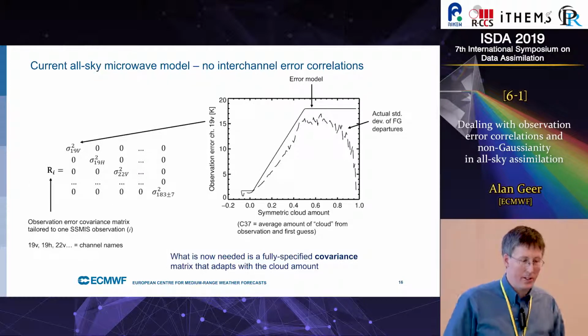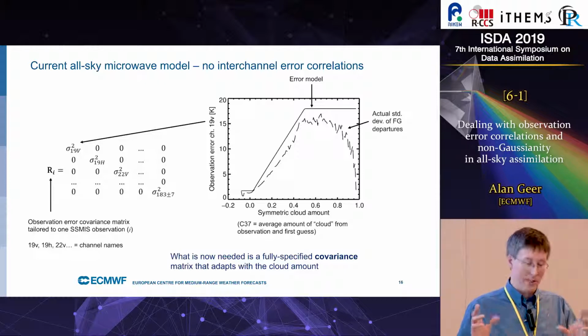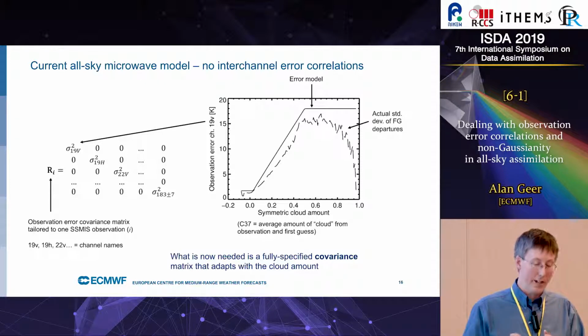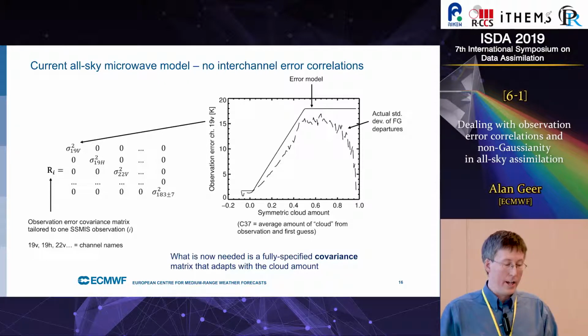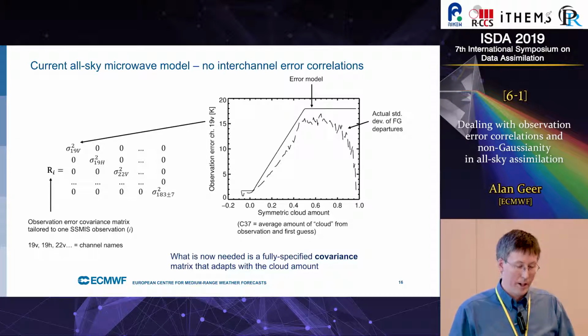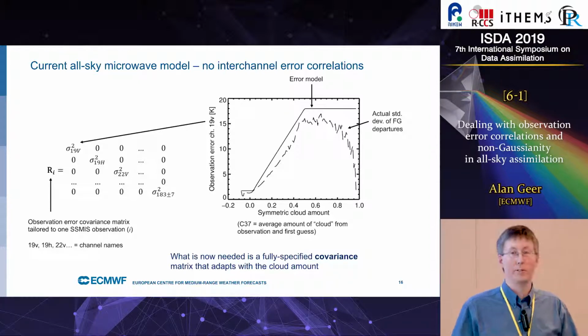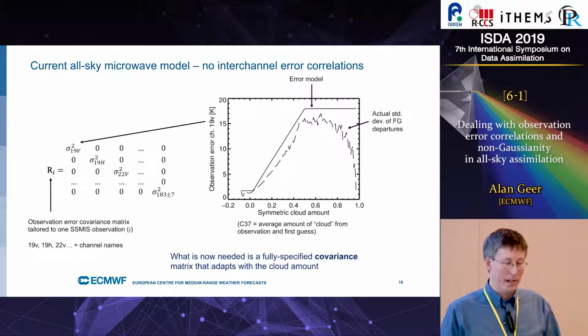The current observation error model has essentially an error matrix for every observation. I is the observation here, but it has no correlations. And the error variances are varying as a function of cloud amount. And this is how the error model is derived. It's the piecewise linear solid line on the right-hand side.